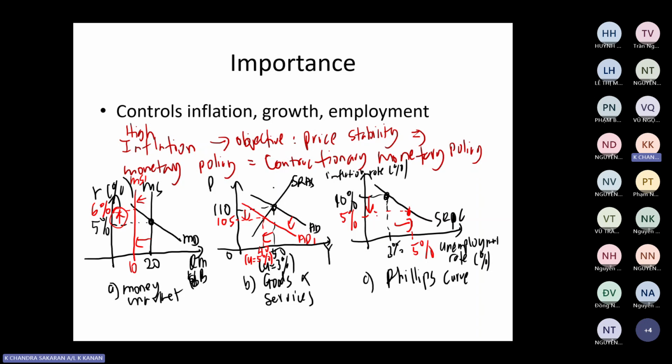So this is monetary policy for controlling inflation. Earlier on, I showed you monetary policy for creating growth and employment. So which policy to be used depends on the economic condition. Are you clear? Any question here?